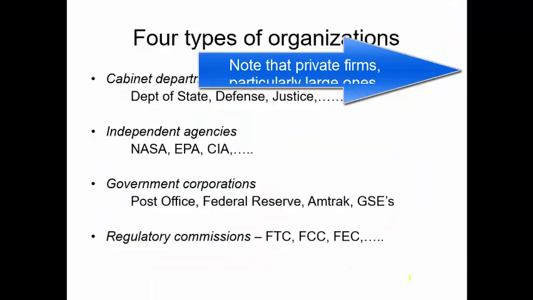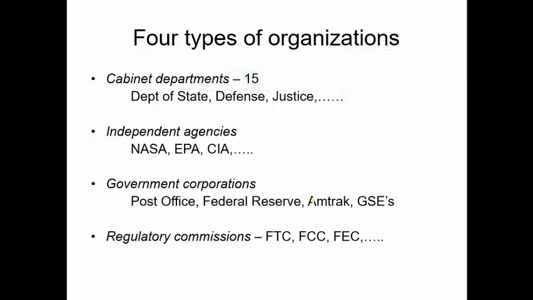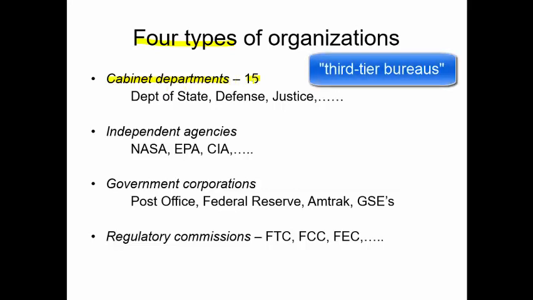So let's talk very briefly about four basic types of organizations in the bureaucracy, in the executive branch. We have cabinet departments, and there's 15 cabinet level departments, but what we're going to be looking at generally is what we would call the third tier bureau of cabinet departments. So we'll look at those individually here in a minute.